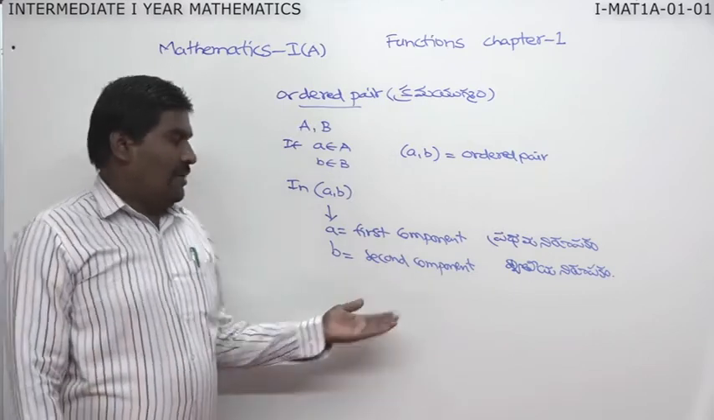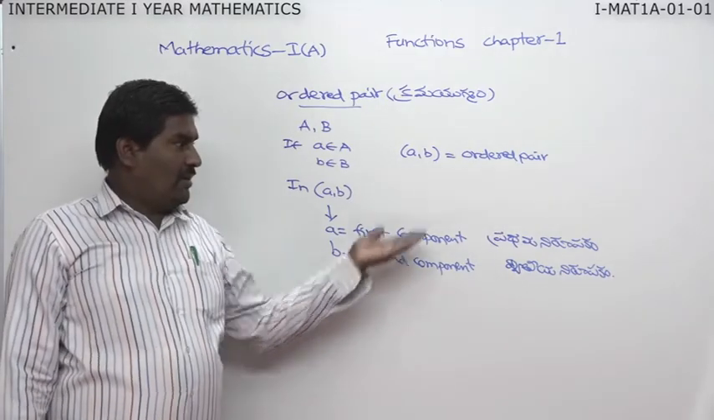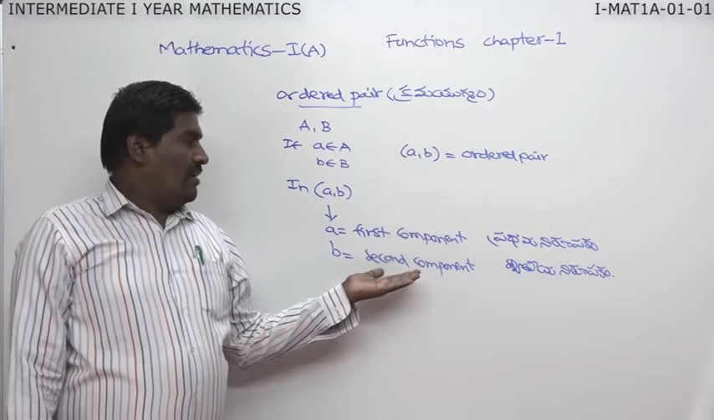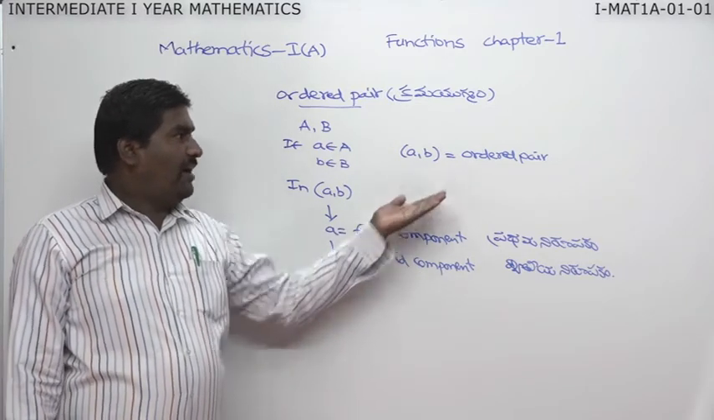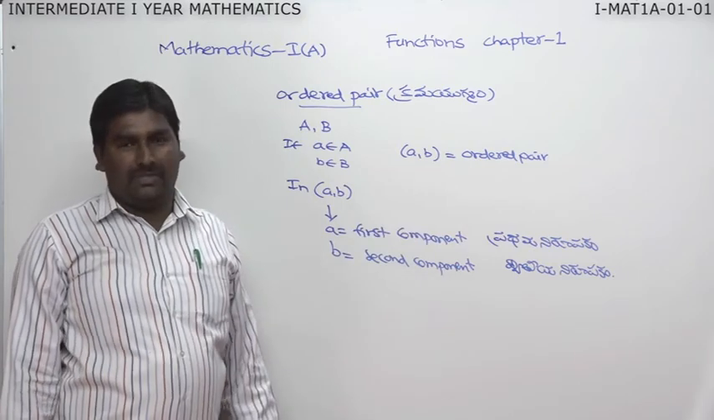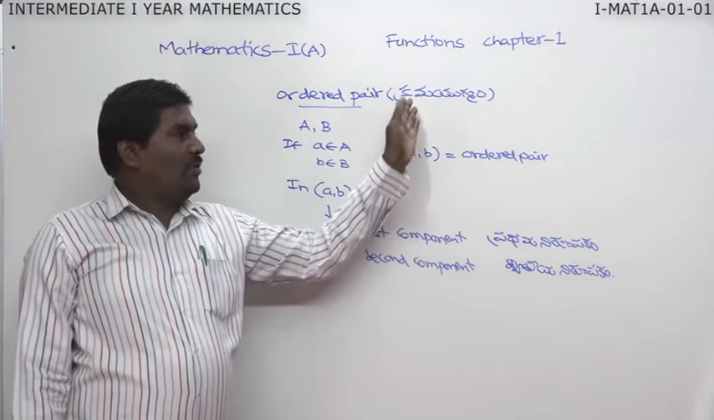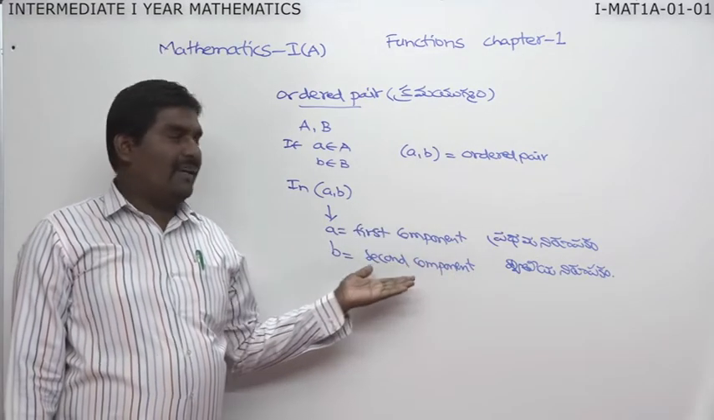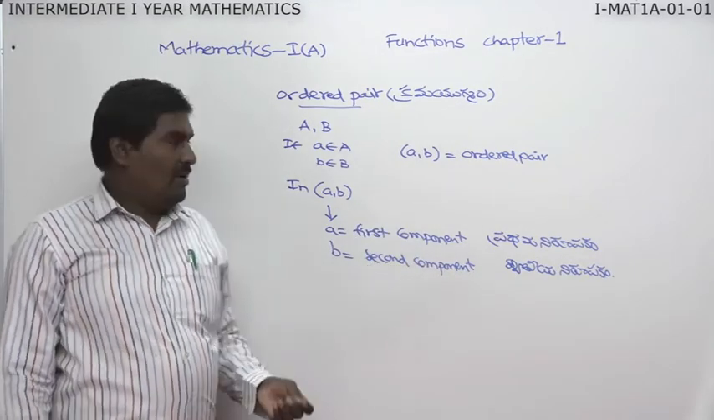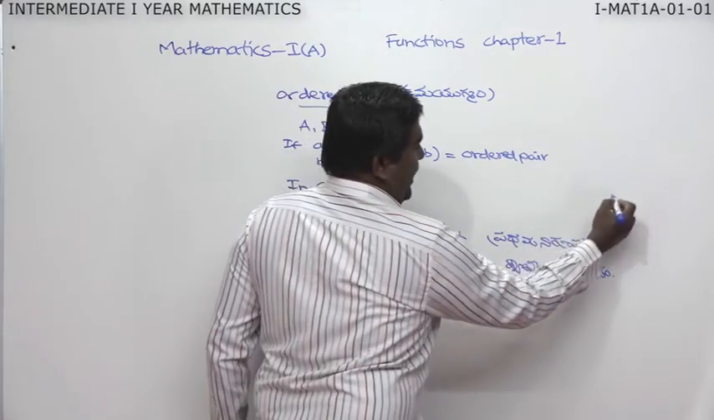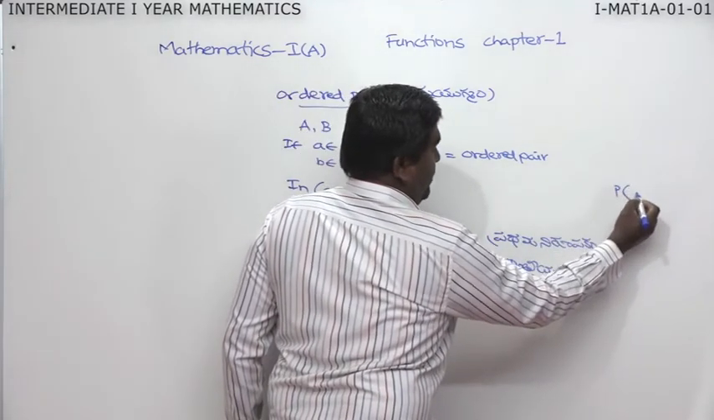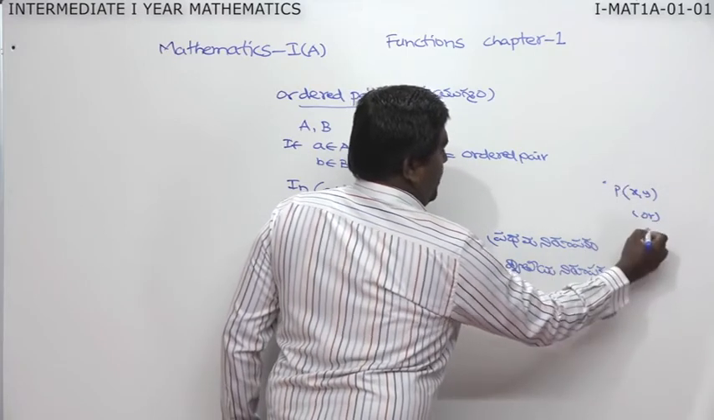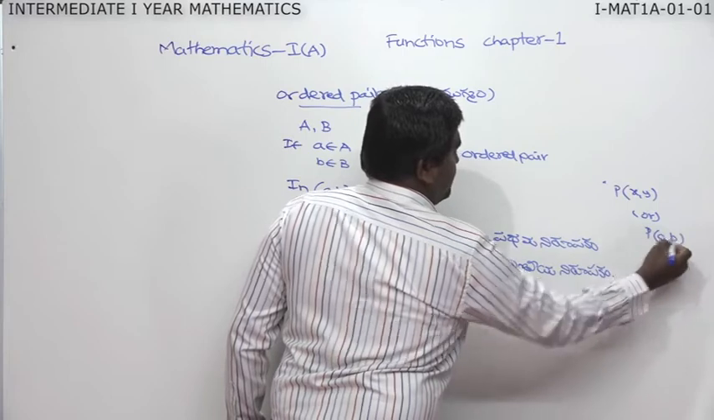In a space, every point can be represented as a combination, or ordered pair, of two real numbers. For example, if you take one point P in this space, it may be some (x, y), or it may be some (a, b).